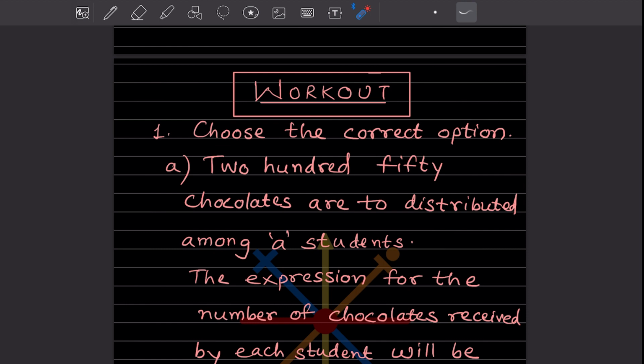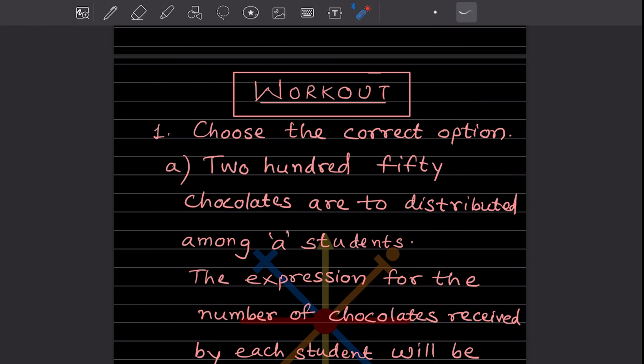So this is the fourth part of the same chapter. So let's start. In the previous one, we have seen the exercise of the same chapter. This workout is nothing but the revision part of it, all the mixed questions of whatever I've given in the exercise, when the numbers have been changed. So let us see the first question over here.